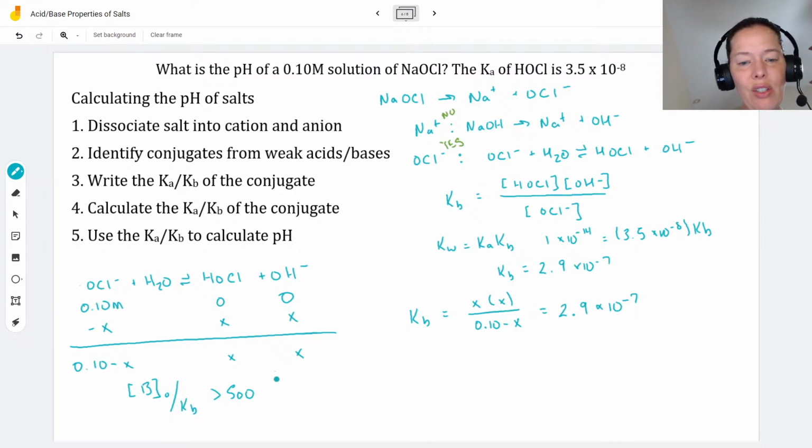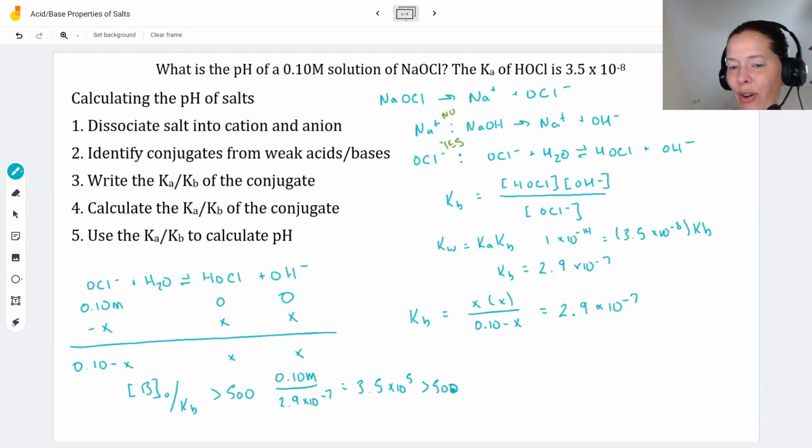So my initial concentration of base is 0.1 molar. And of course, I have my Kb here, 10 to the negative 7th. And that is 3.5 times 10 to the 5th. Okay, that, yes, is definitely greater than 500. That is a true statement. So what it means is I can just drop that minus X, and this makes the quadratic so much easier to solve for because all I have is an X squared term.